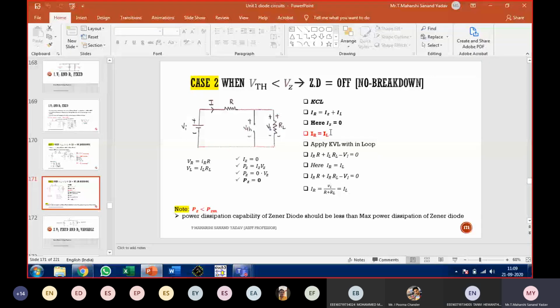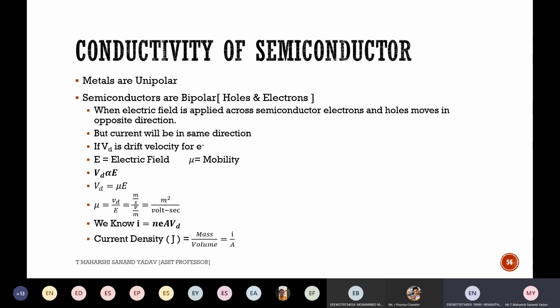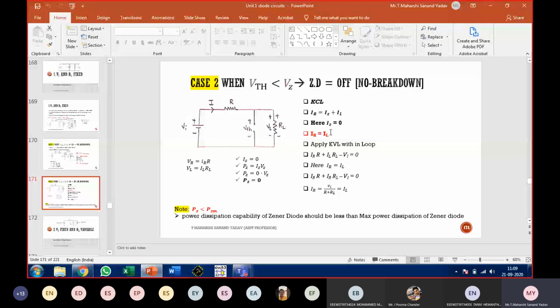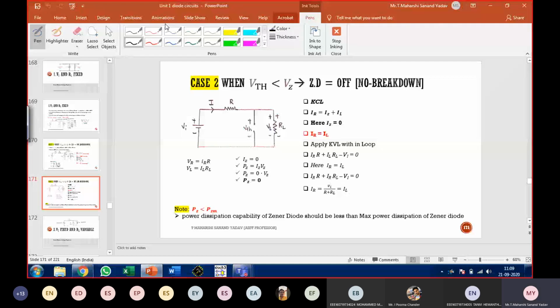Now try to apply the KVL within the loop and tell me what you are able to get. I into R plus IL into RL minus Vi is equal to 0. Right. And I can write IR as Vi by R plus RL. So I got IR is Vi by R plus RL, which is nothing but IL, because IR is equivalent to IL.